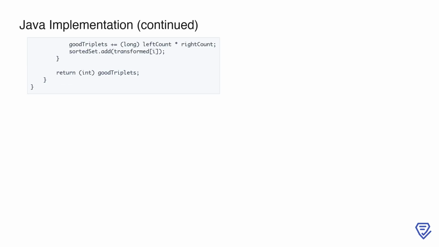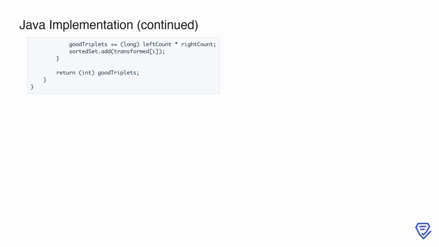The loop continues by iterating through the transformed array. For each element, we calculate the number of elements smaller than the current value using the headSet method of the TreeSet. This gives us the left count. The right count is derived by subtracting the left count from the current index, which represents all elements seen so far minus the smaller ones. The product of the left count and the right count is added to the goodTriplets variable, as it represents the total number of valid triplets with the current element as the middle value.